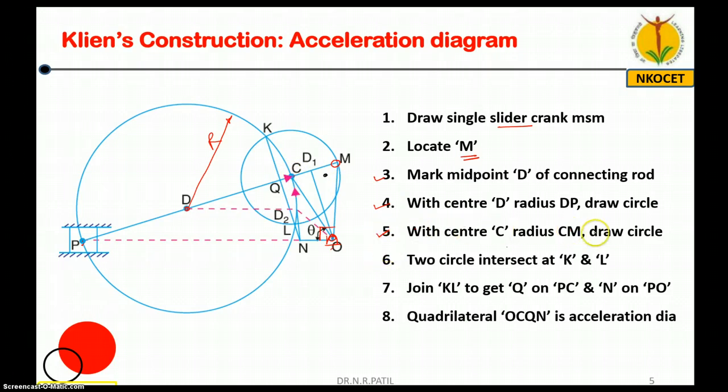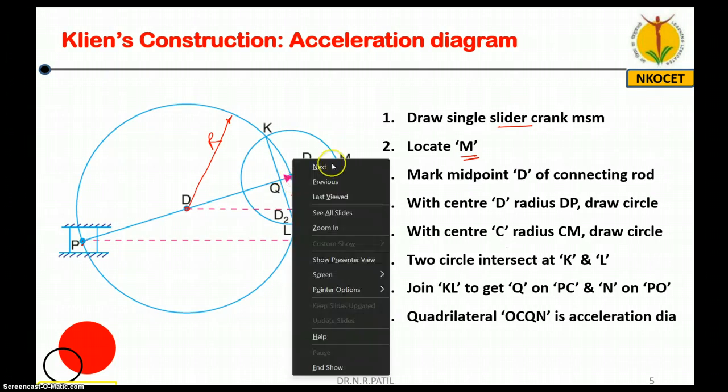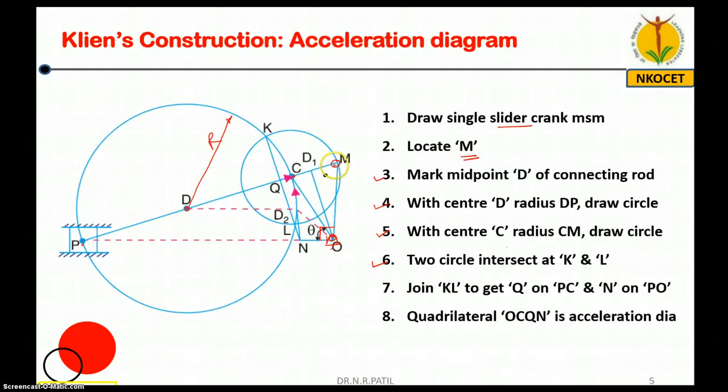Now step number 5. With center C and radius CM, you have drawn a circle. Step number 6. Now there is one more. With center C and radius CM, remember this is the radius, draw one more circle. So this is the second circle, isn't it? So this second circle and this first circle will intersect at point K and at point L. So if you read this, you can easily draw the acceleration diagram also.